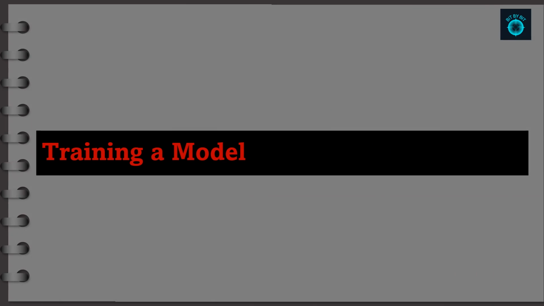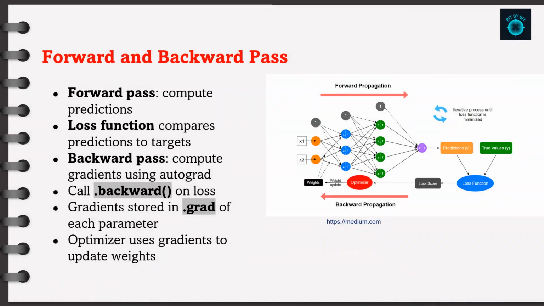Training a model. In this slide, we'll understand the forward and backward pass in PyTorch training. The forward pass is when we feed input through the model to compute predictions. These predictions are then compared to the true values using a loss function, which gives us the error.